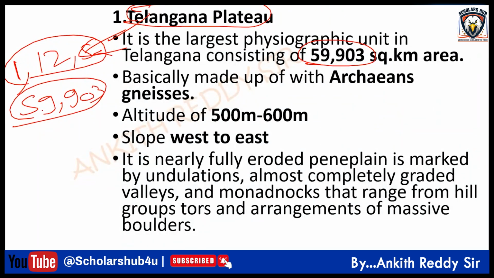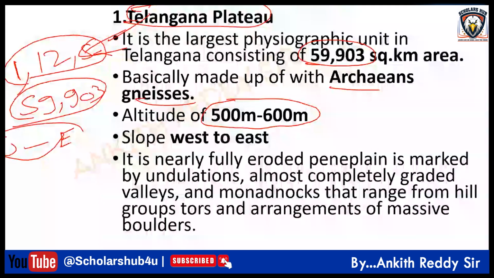The region comes under the Telangana Plateau. So, a major division, right? It is basically made up of Archean gneiss, very hard rocks. The altitude of this plateau is around 500 to 600 meters, and the slope is obviously from west to east. Just now we have seen it, right? Since it is an old landform, it is highly eroded. So wherever you go, you find these eroded landforms, and here and there you find monadnocks, right?